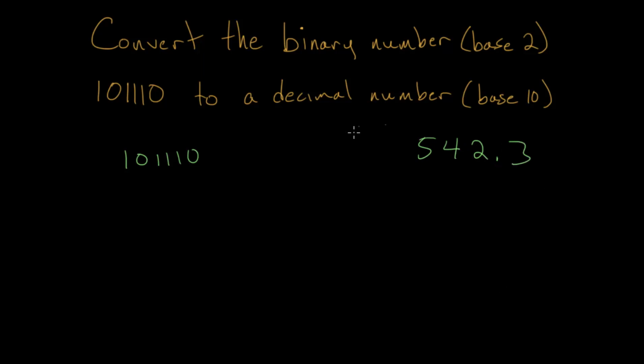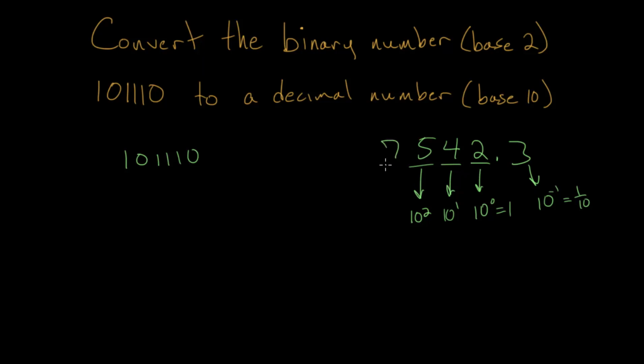542.3. And with a base 10 number system, each place is a different power of 10. And this 2, for instance, is in the ones place, or the 10 to the 0 power place. The 4, this is in the tens place, or the 10 to the first power place. This is the 10 squared place, or the hundreds place. And this right here is the tenths place, or the 10 to the -1 place. And this pattern would continue.